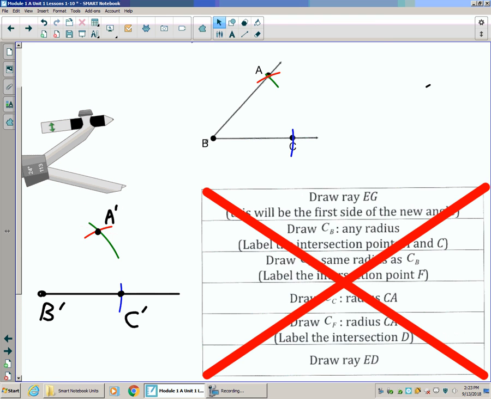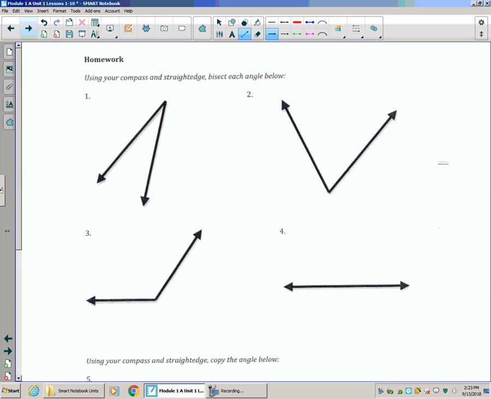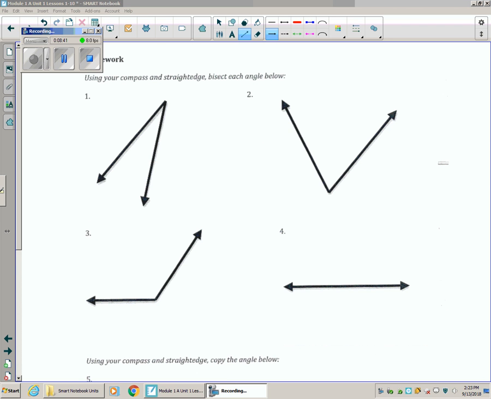So all I have to do now is use my straight edge tool, go straight from B through A prime, and that is the second side of our angle here. The rest of this is homework, so that is the end of lesson 3.